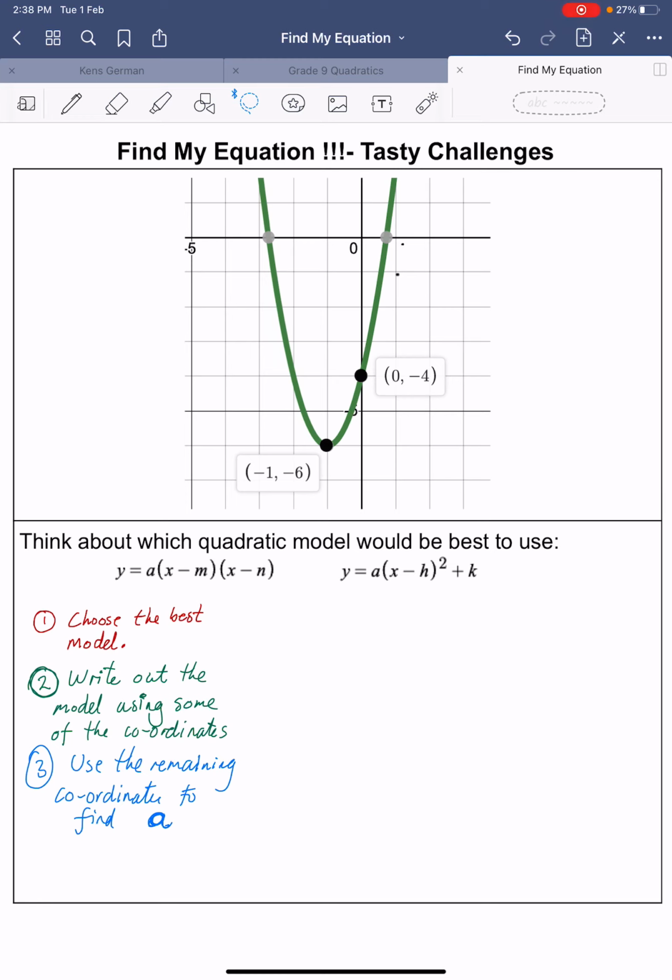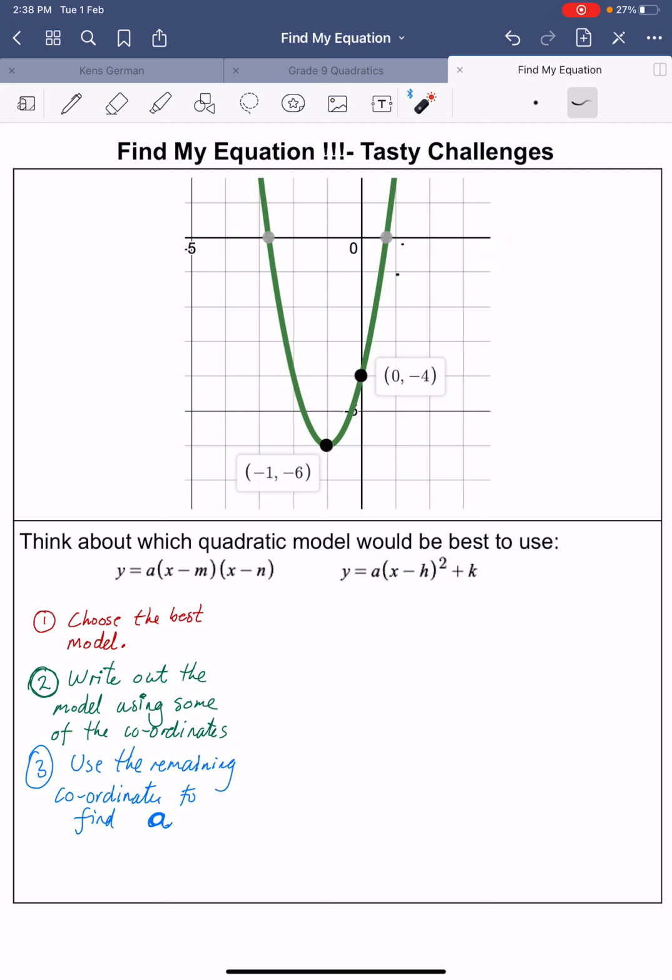All right, so here's a tasty challenge. We are going to try and find the equation of this quadratic. Okay, so quadratic, remember the shape is called a parabola. It is concave up, as opposed to concave down, so that's the general shape of it.